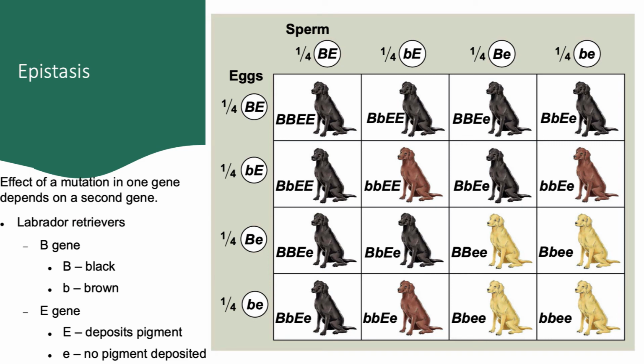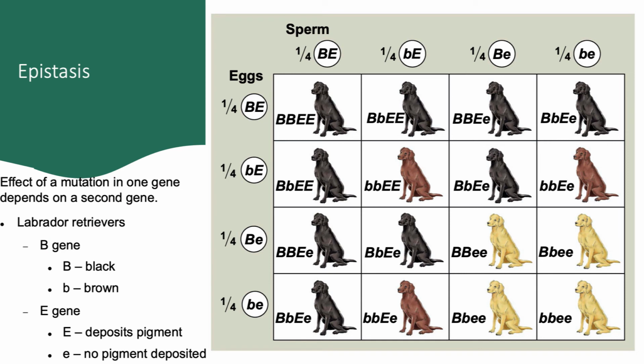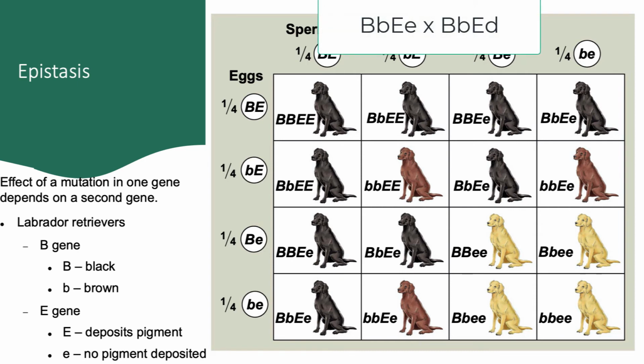However, there is another gene at the E locus that determines whether the pigment is deposited onto the shaft of the hair or not. The dominant allele allows the pigments to be deposited, but the recessive allele results in no pigment being deposited. A little e homozygote will have no pigments deposited and will appear as a yellow lab, regardless of the alleles at the B locus. We can look at a dihybrid cross between two black labs that have these genotypes.